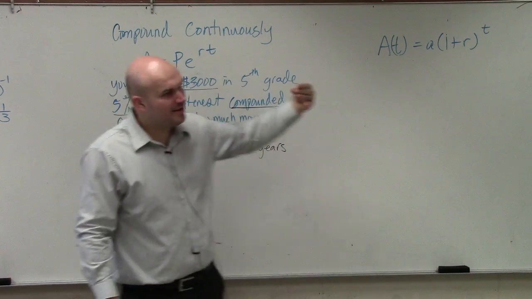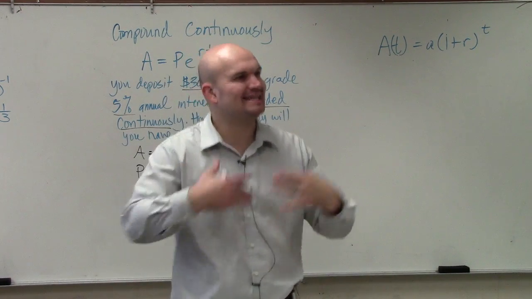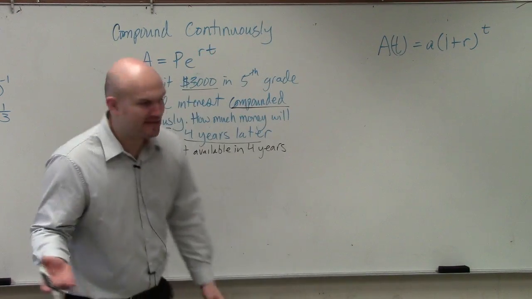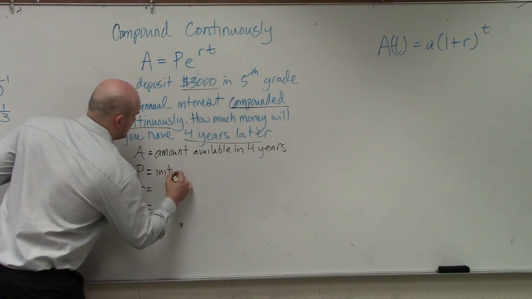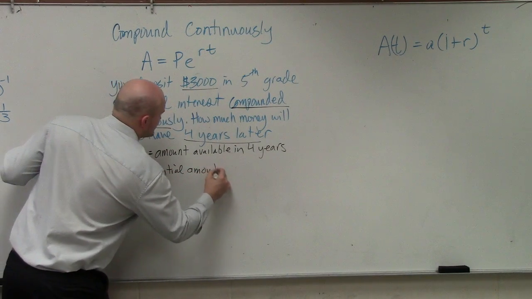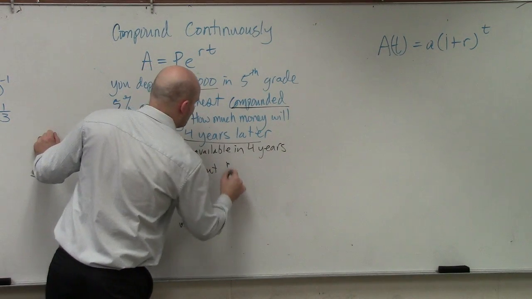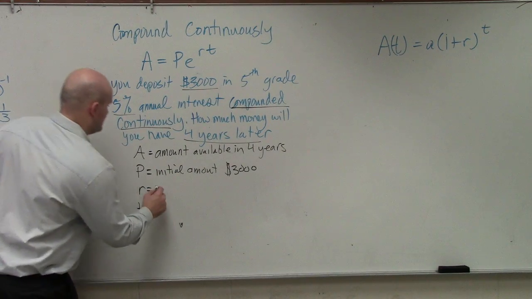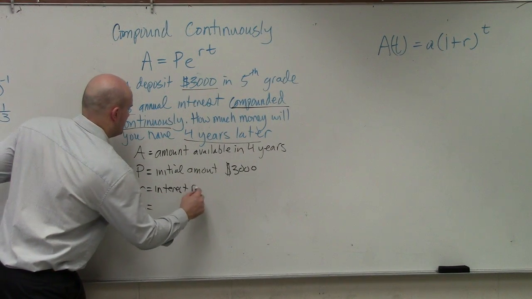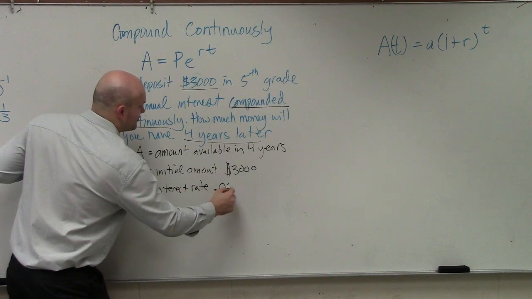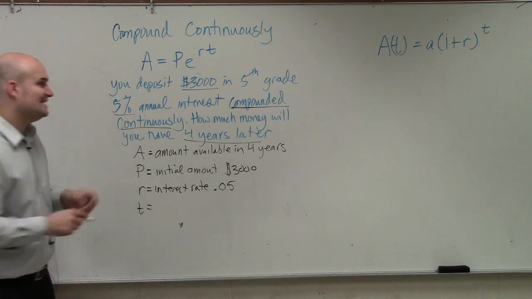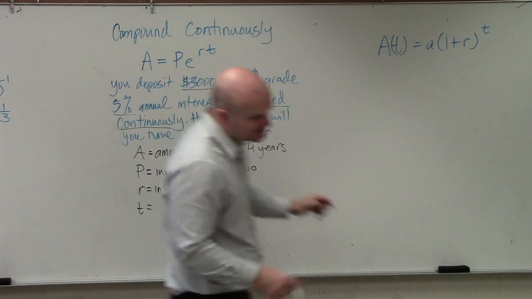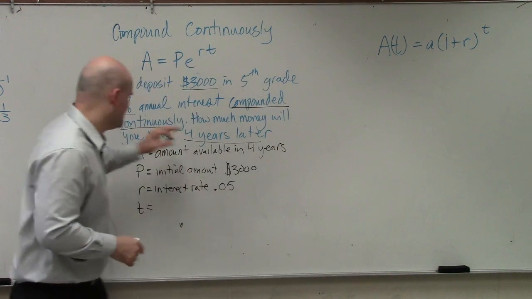P, the reason why we call it P is because it represents the principal, which is the initial amount. When we're talking about money, the initial amount can also be referenced as principal. That's why we use P. And we know what the initial amount was, right? $3,000. r represents the interest rate that you're earning, which is going to be in decimal form, 0.05. And then t is going to be your time in years, which here is going to be 4.